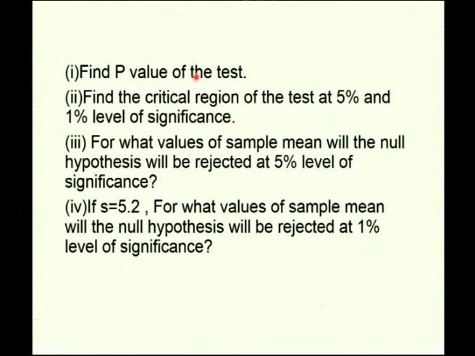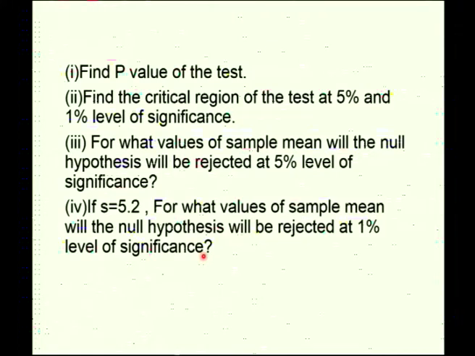Find the p value of the test first of all, and find the critical region of the test at 5% and 1%. For what values of sample mean will the null hypothesis be rejected at 5% level, and if the standard deviation is 5.2, for what values of sample mean will the null hypothesis be rejected at 1% level of significance. Okay, we shall see this.